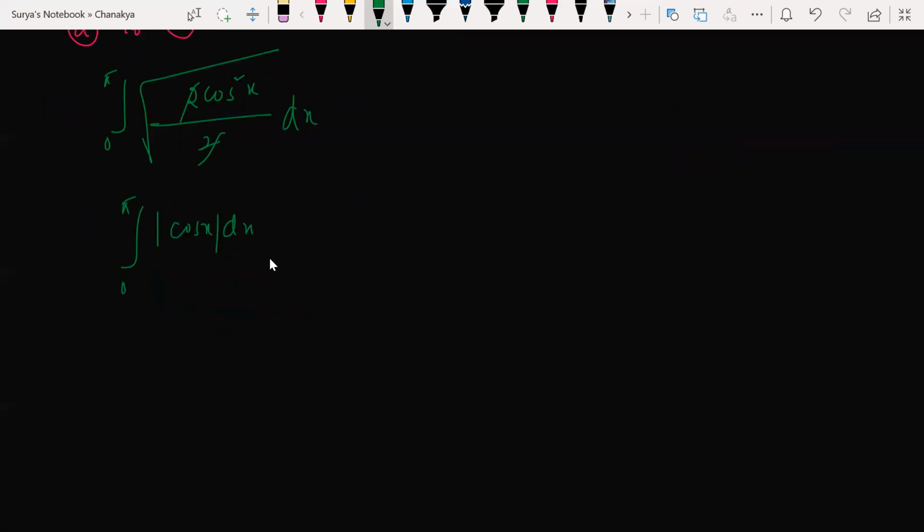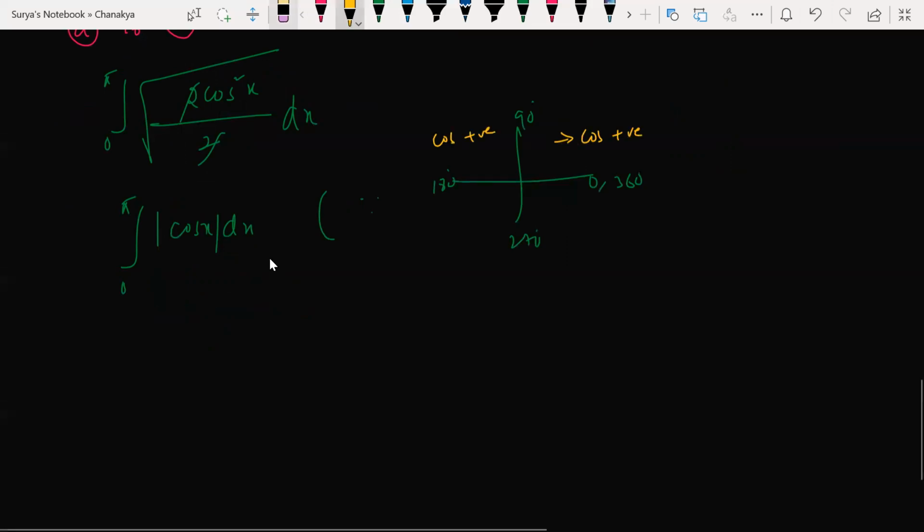In fact, I'll take modulus here. Why modulus? Tell me why? Because beta, see here 0, 90 here, 180 here, 270 here, and 360 here. So 0 to 90 cos is positive. 90 to 180, cos negative. So we need here 0 to 180, right? 0 to 180, what is cos? Positive, then negative. So if we take modulus, we'll get both positive and negative. That is why I took modulus here.